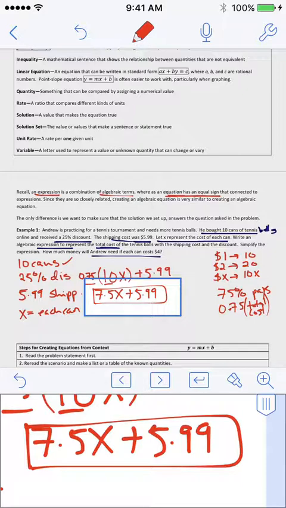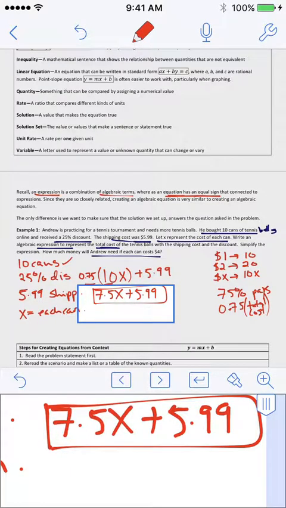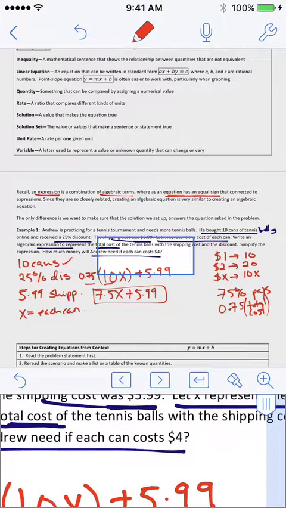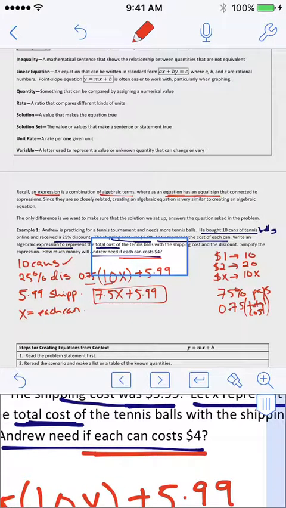After we simplified, they asked how much will Andrew need if each can costs $4. But if you have no idea where this expression came from, I want you to make sure you ask right now. Okay, so let's plug it in. We want to plug in if each can costs $4. I need to know, should I make that like the equal to part? Is that what I'm plugging in? Is that what x is?